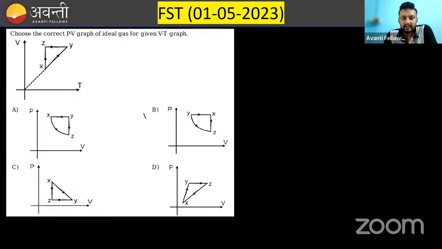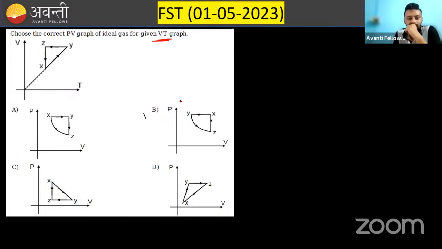Choose the correct PV graph of ideal gas for the given VT graph. So there is a graph. Is this a velocity time graph, or is it a volume and temperature graph? So a volume and temperature graph is given, and we need to find the pressure volume graph, PV graph, out of the 4 options.